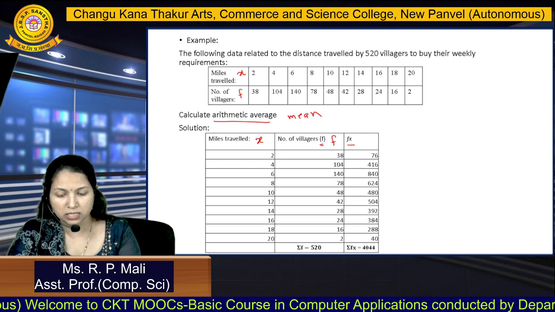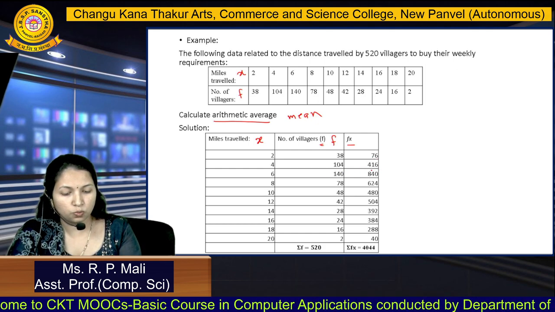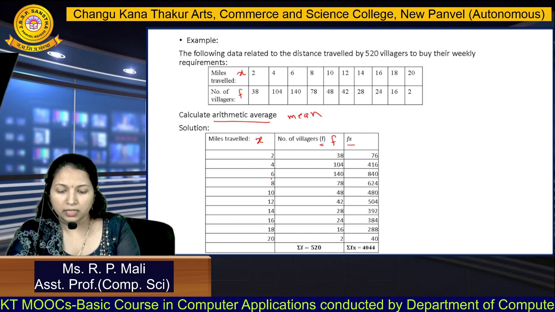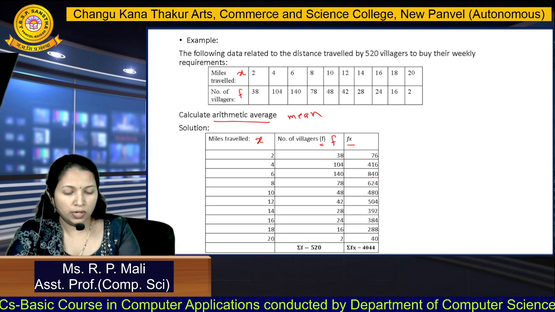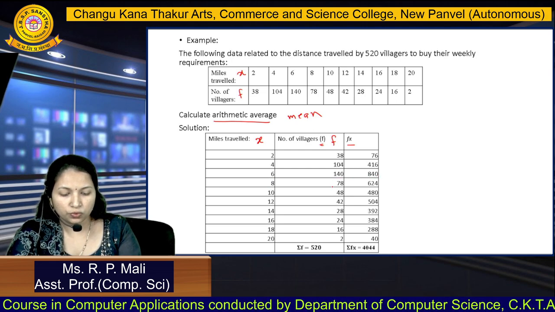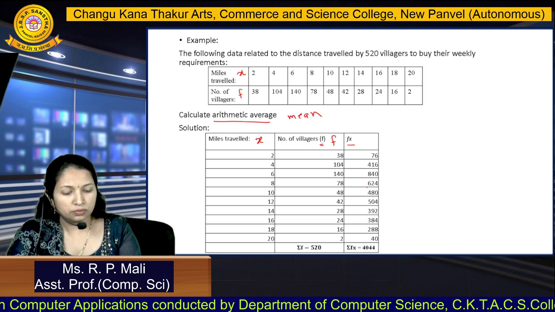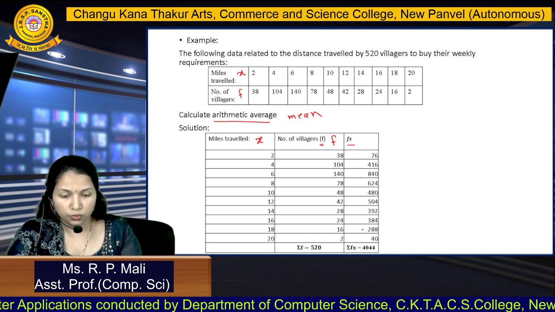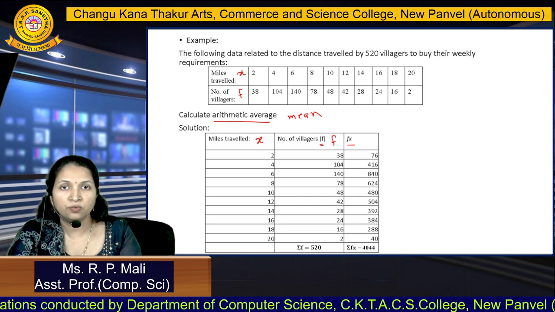4 into 104 is what? 416. Then your 6 into 104 is what? 840. 8 into 78 is what? 624. Likewise, we are going to find the product of your X and F.